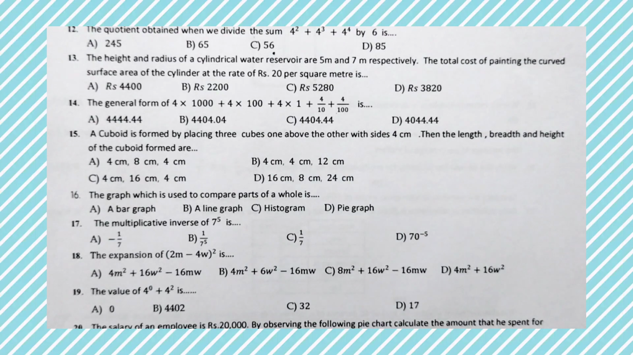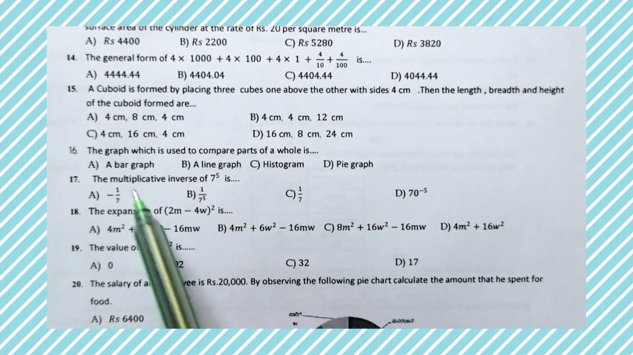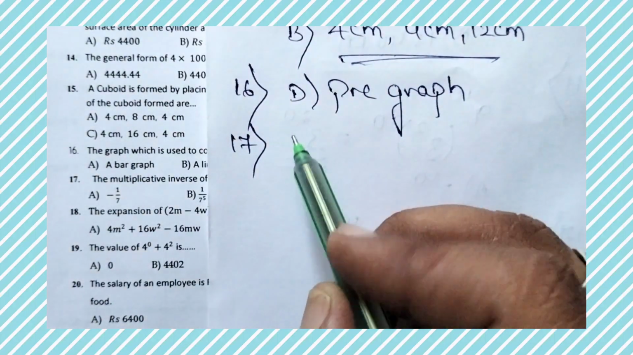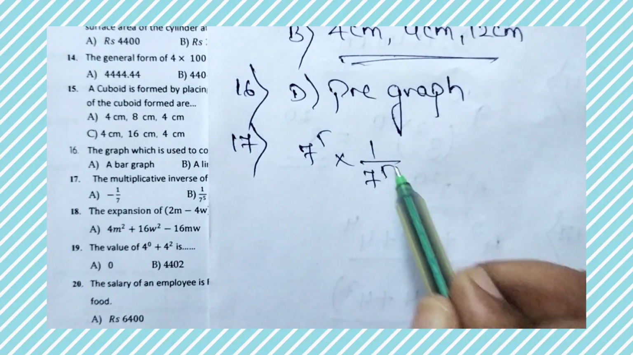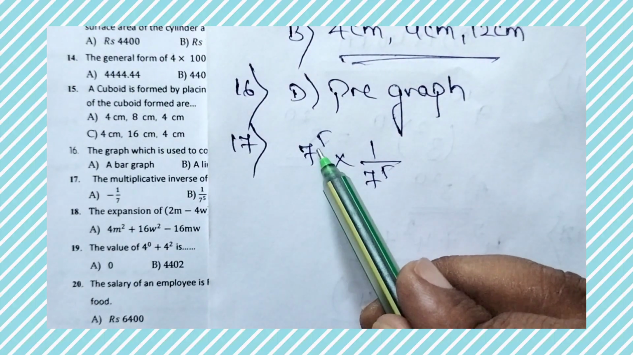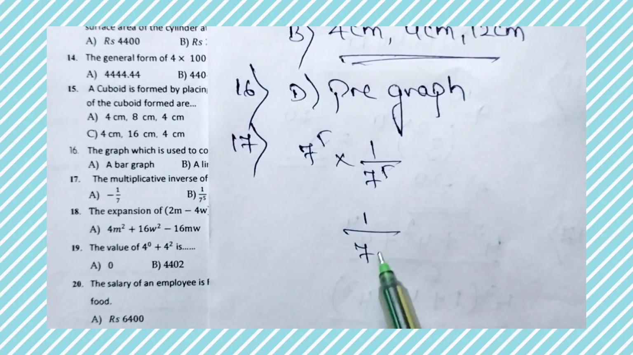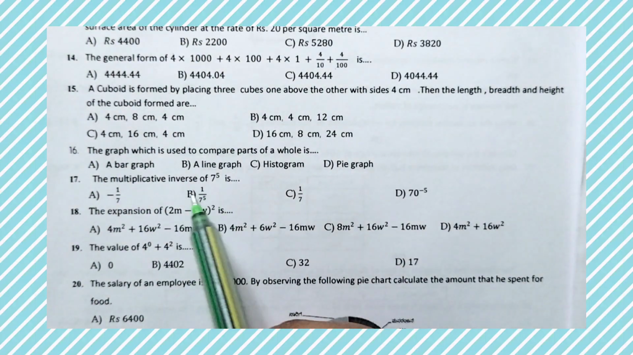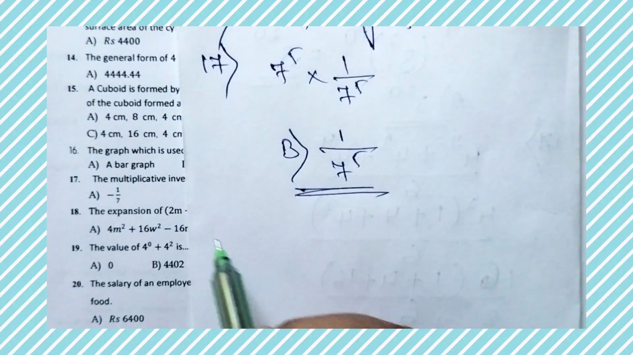Then coming to the 17th question, the multiplicative inverse of 7 to the power of 5. The multiplicative inverse for 7 to the power of 5 is 1 by 7 to the power of 5. So both will get cancelled, and we will get 1. Therefore the multiplicative inverse of 7 to the power of 5 is 1 by 7 to the power of 5. So here the right option is option B, 1 by 7 to the power of 5.